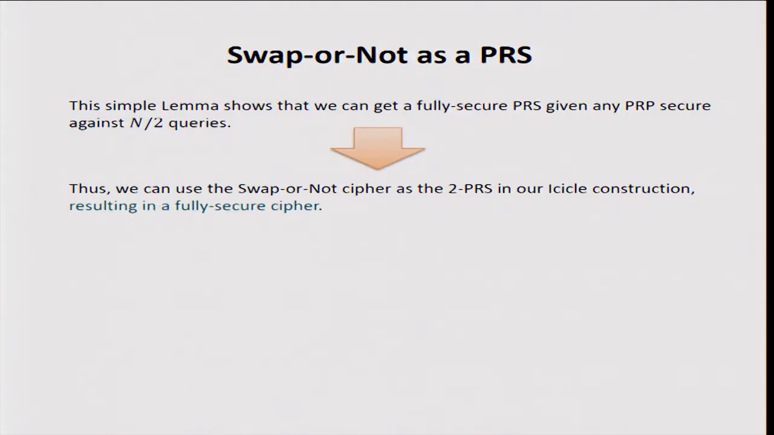Okay, so this lemma now gives us a fully secure PRS as long as we have a PRP that's secure against n/2 queries. Well, as I mentioned earlier, the swap-or-not cipher meets that goal. It's secure against n/2 queries. And so we can plug that in as the 2PRS into the icicle construction, and the result is going to be a fully secure PRP.